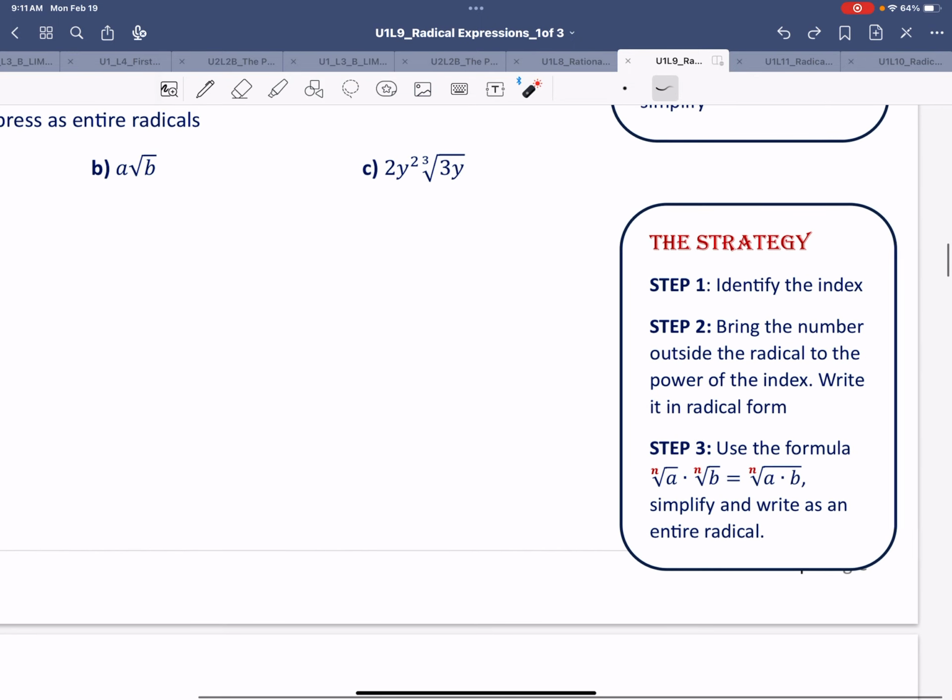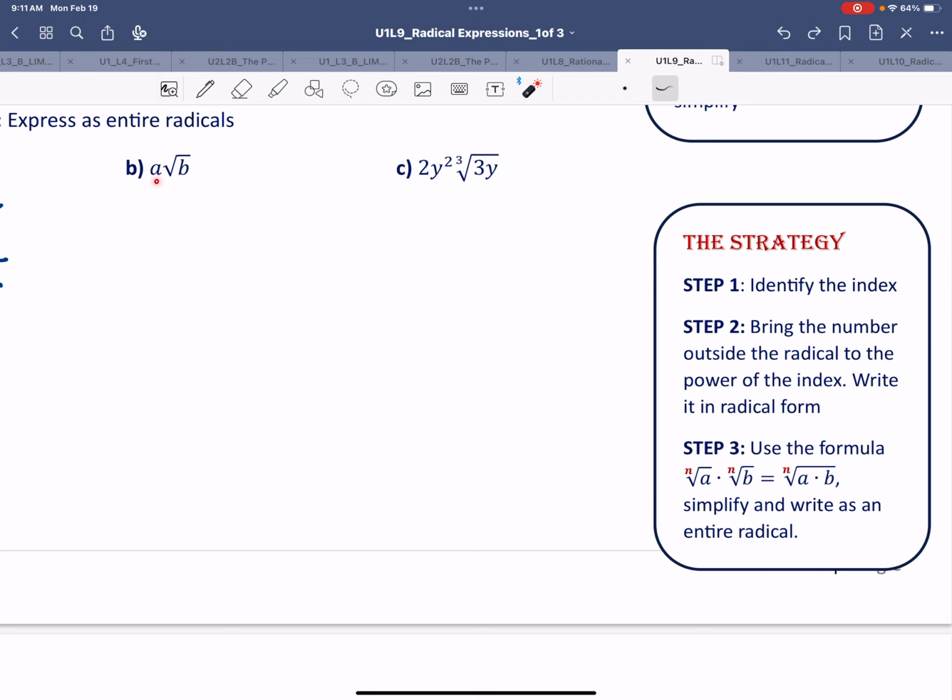So in the next example, we have a square root of b. So index is 2. Therefore, we're going to need to write a inside a square root. That means we have to give it a power of 2. So there we go. We have a written as the square root of a squared, and then multiplied by the square root of b still. So bring them inside the same radical, a squared b, and voila, this is the answer.